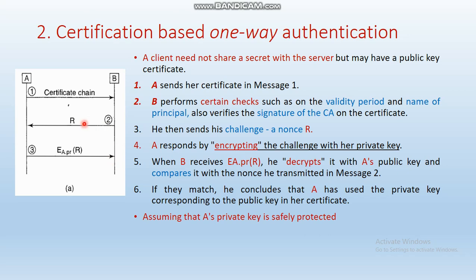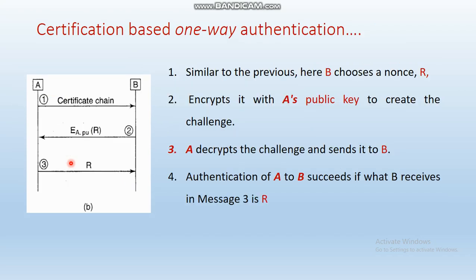If they match, then party B concludes that A has used the private key corresponding to the public key in her certificate. So here we have to assume that A's private key is safely protected. So this is another way of one-way authentication, using a certificate. Next slide is certification based one-way authentication.